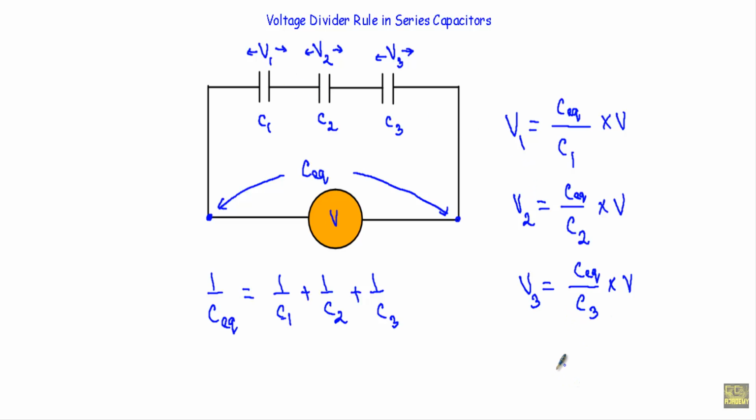Now see, if I want to calculate the voltage across the nth capacitor Vn, I will take the value of equivalent capacitance of that circuit. After that I will divide that equivalent capacitance with the corresponding capacitance Cn and multiply that with the total applied voltage V, and this is the voltage divider rule in case of capacitors connected in series.